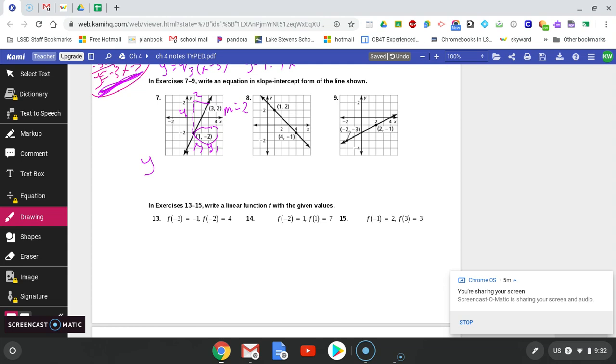So it's y minus my y1 value, which was a negative 2, so that becomes plus a positive 2, is equal to my slope of 2, and then parentheses x minus my x1 value, which was 1. That would be completely correct.